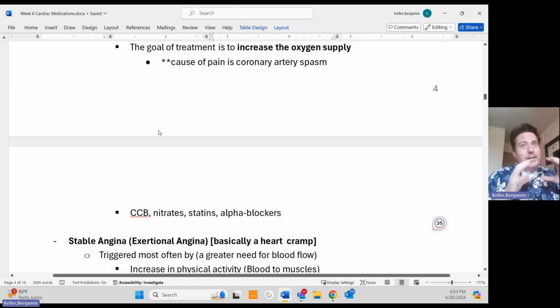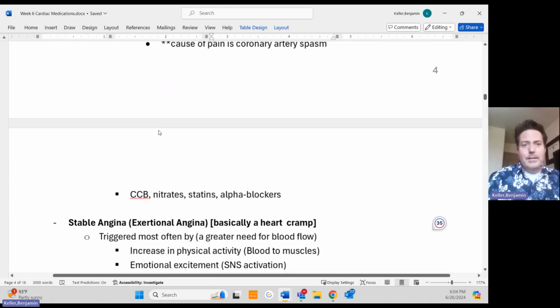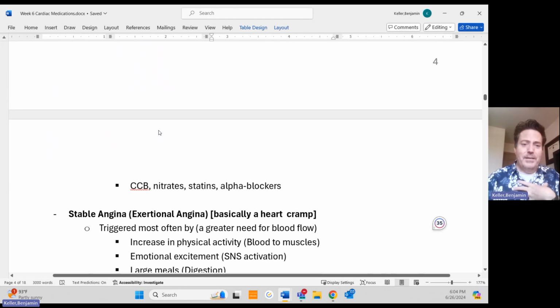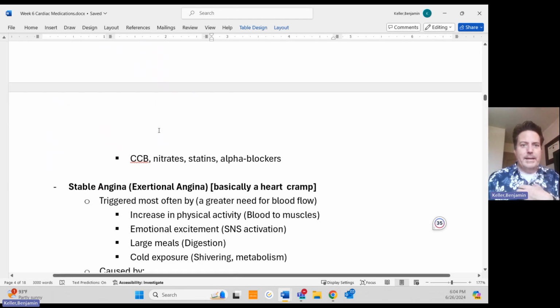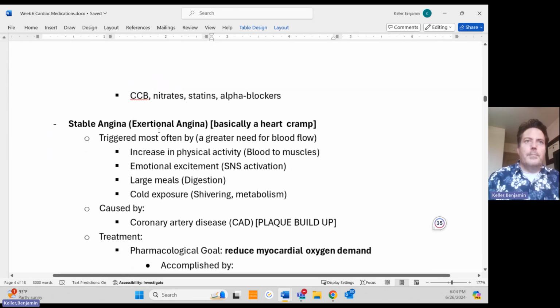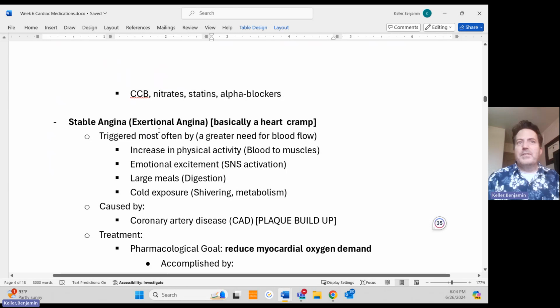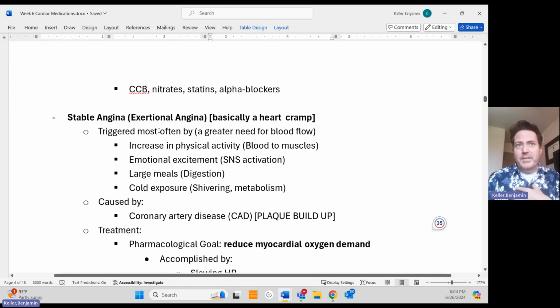And so we want to relieve the pain, but we also want to relieve the hypoxia that's happening to that tissue, because if the tissue gets a little bit damaged, we can have a myocardial infarction, or cardiac cell death in the heart. So then let's go back a little bit to stable angina.